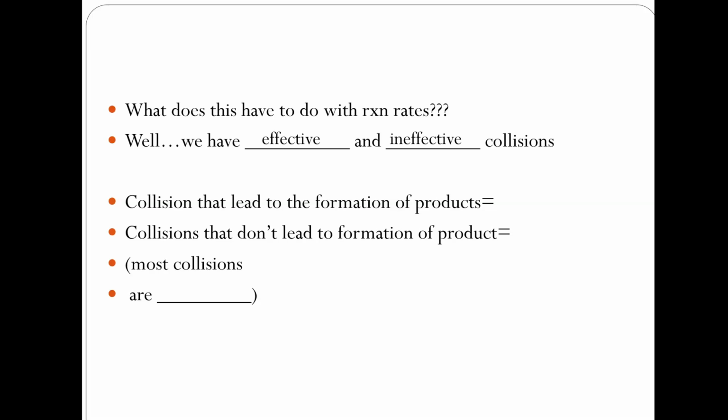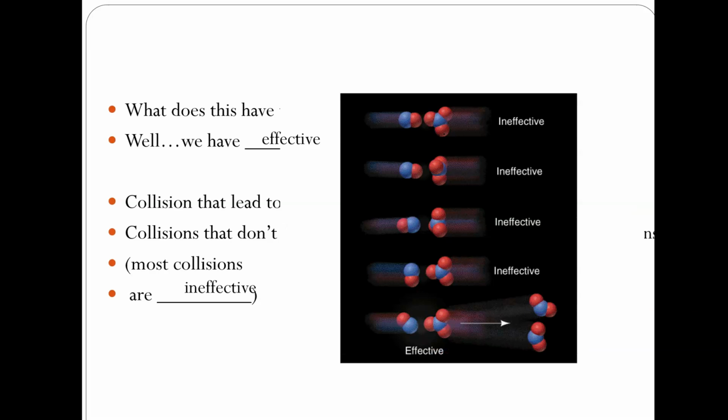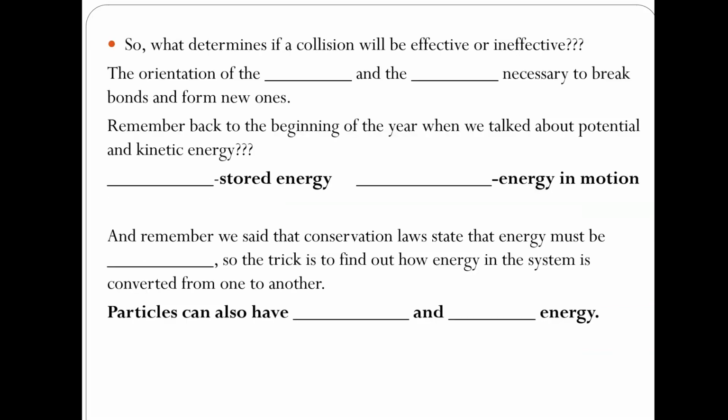Well, what does this have to do with reaction rates? We're talking about collisions, and we're talking about effective and ineffective collisions. If you recall when we learned gases, effective collisions are ones that lead to the formation of products. Ineffective collisions do not. Most collisions are ineffective. You have to really collide at just the right orientation in order for it to produce something. So here we have a series of different collisions. They have to collide with enough energy and in the right orientation in order to produce a product.